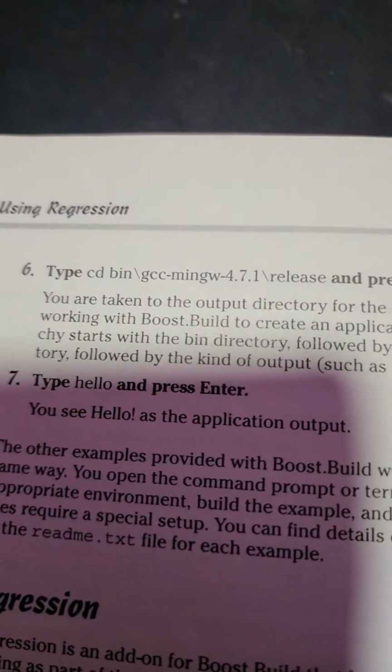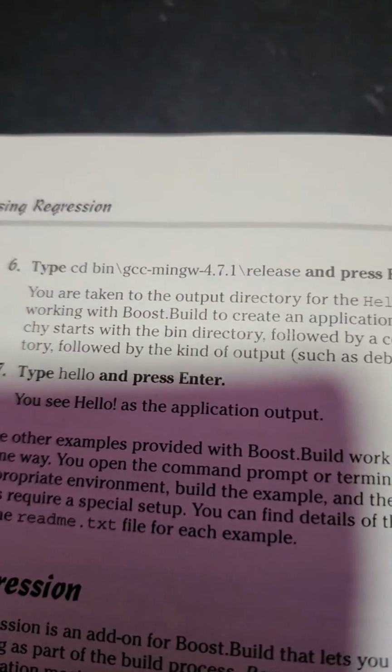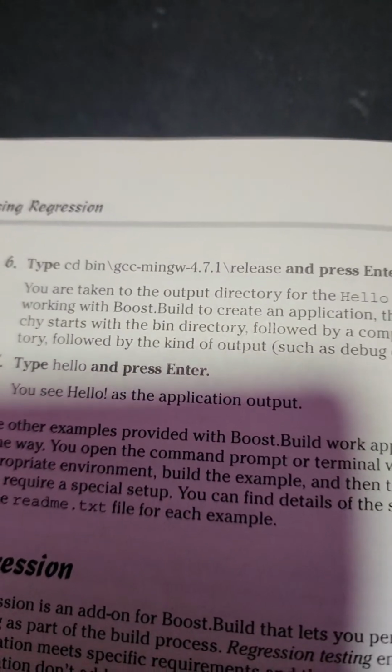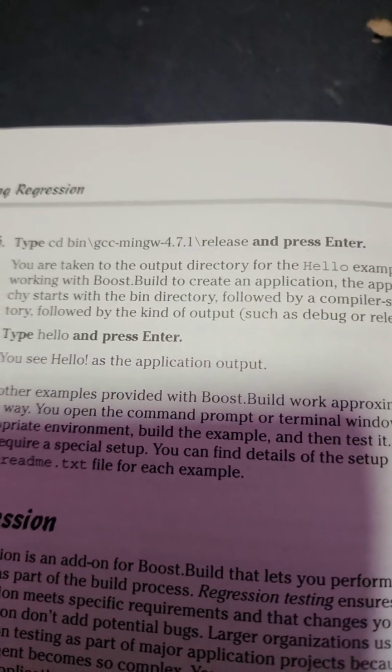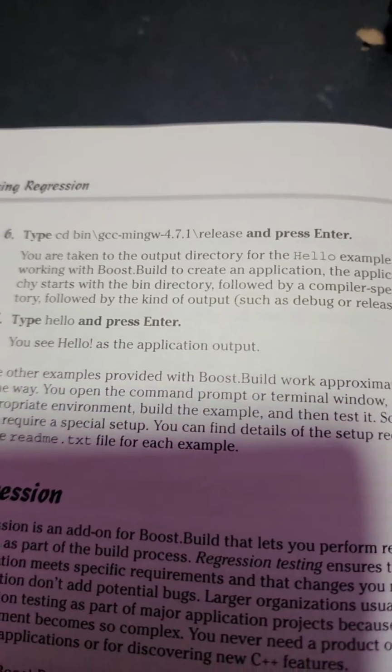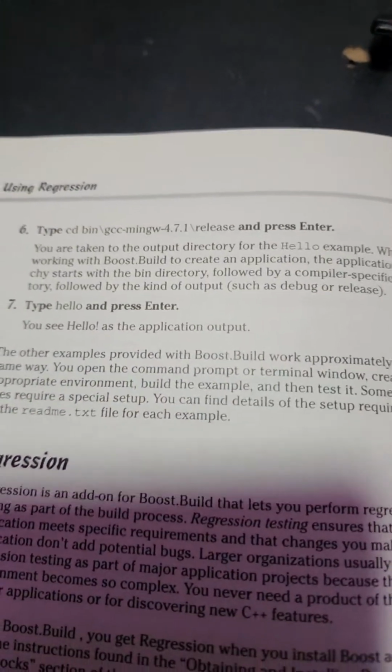6. Type cd bin/gcc-mingw-4.7.1/release and press enter. You are taken to the output directory for the hello example. When working with Boost.build to create an application, the application hierarchy starts with the bin directory, followed by a compiler specific directory, followed by the kind of output such as debug or release.